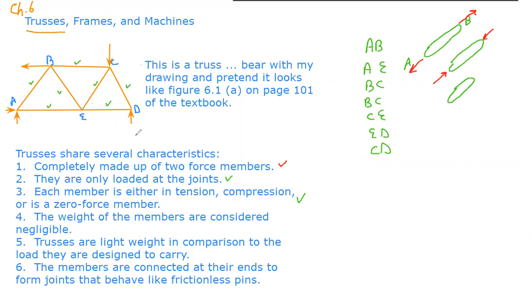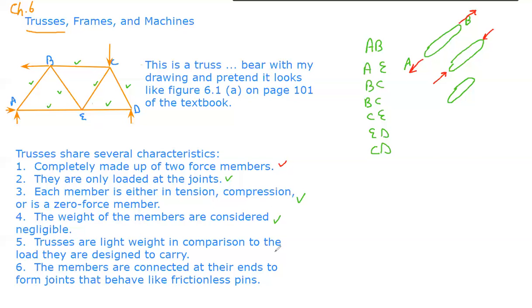The weight of each of the members is considered negligible. So we won't see any problems that say you have a truss like the one pictured, there is a pin joint at support at point A, there is a roller at point D, and the member EC weighs 10 kilograms. Not going to happen. In trusses, the weight of the members is considered negligible, and that is because trusses are fairly lightweight in comparison to the load that they carry.